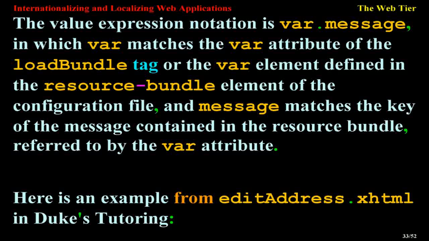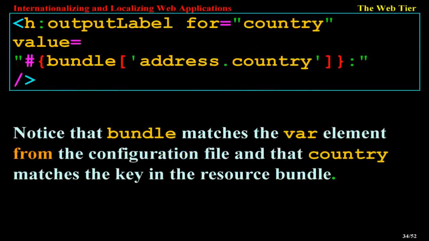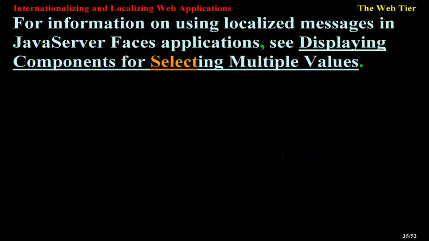Here is an example from editAddress.xhtml in Duke's Tutoring: <h:outputLabel for="country" value="#{bundle.address.country}"/>. Notice that bundle matches the var element from the configuration file and that address.country matches the key in the resource bundle. For information on using localized messages in JavaServer Faces applications, see Displaying Components for Selecting Multiple Values.